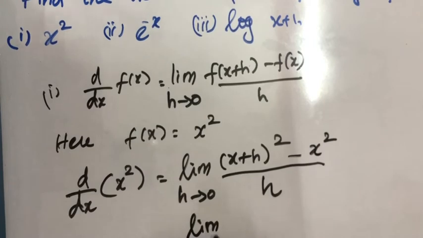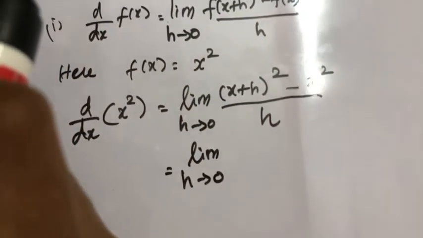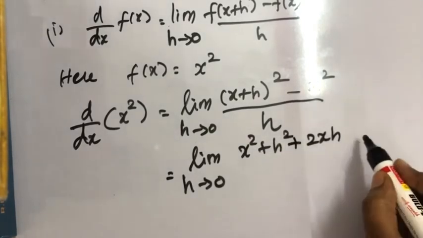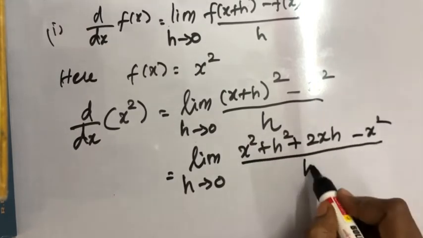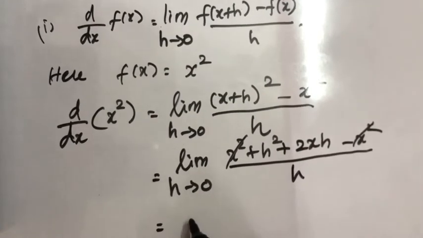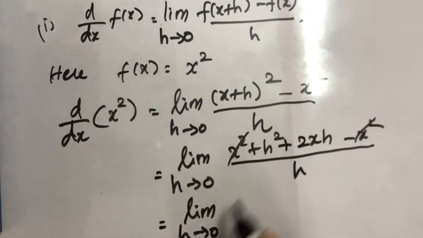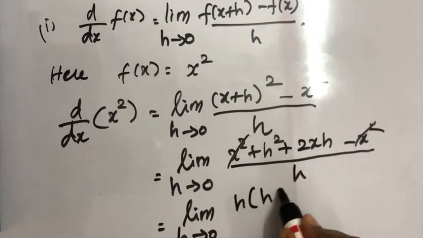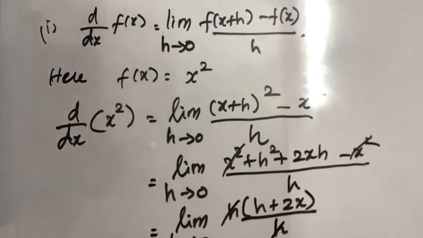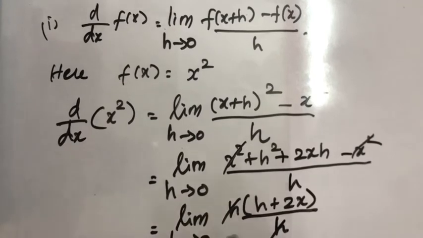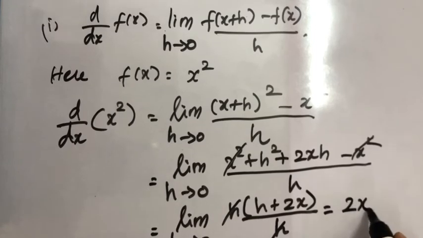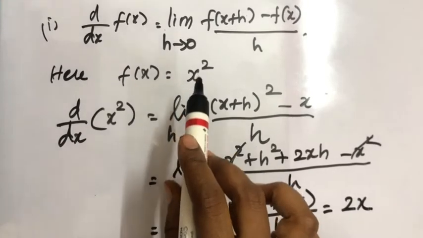So limit h tends to 0 of x square plus h square plus 2xh minus x square divided by h. So x square minus x square will get cancelled, that is limit h tends to 0 of h into h plus 2x divided by h. h and h will get cancelled. While applying the limit h tends to 0, this term will become 0. So 0 plus 2x, that is 2x. That is the derivative of the function x square.